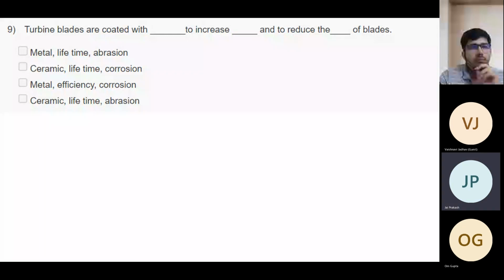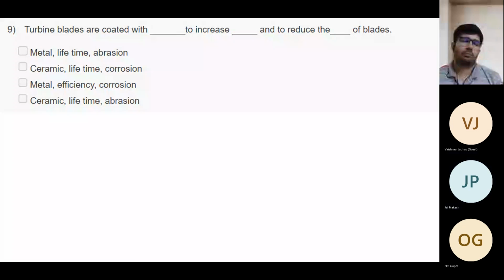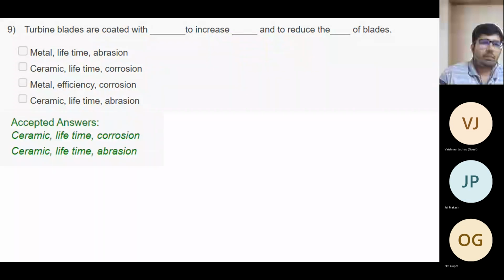Fourth, also ceramic lifetime and abrasion. Metal is not used. Metal is not there, only ceramic to increase lifetime, and there is possibility of corrosion and abrasion. The correct answers are C and D.